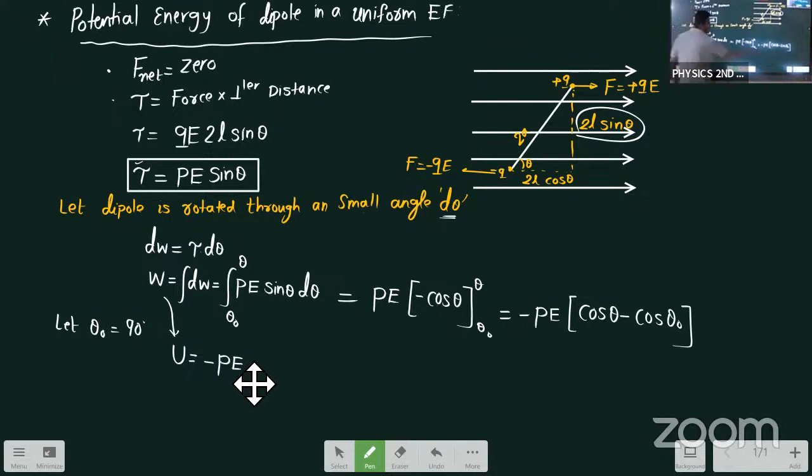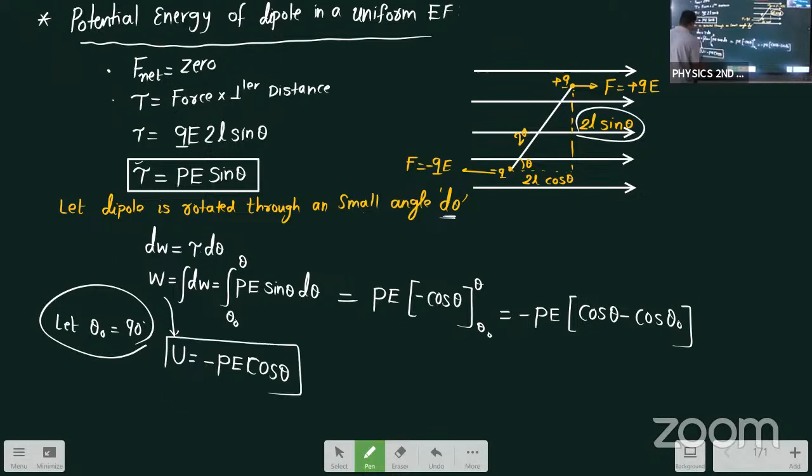What is the value of theta naught? The value of theta naught is 90 degree. So what is the value of cos 90 degree? Cos 90 degree will become 0. So what will be our final answer? U is equal to minus PE cos theta. So this is the final answer expression for potential energy of an electric dipole placed in a uniform electric field.